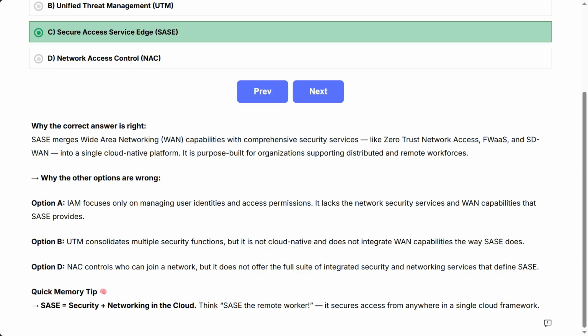Quick memory tip, SASE equals security plus networking in the cloud. Think SASE, the remote worker. It secures access from anywhere in a single cloud framework.